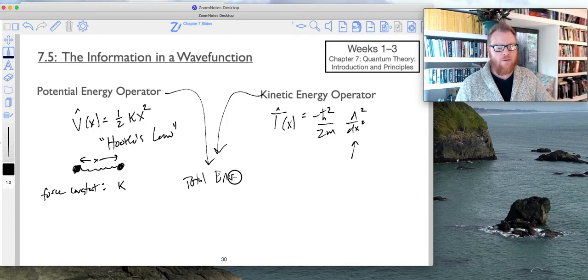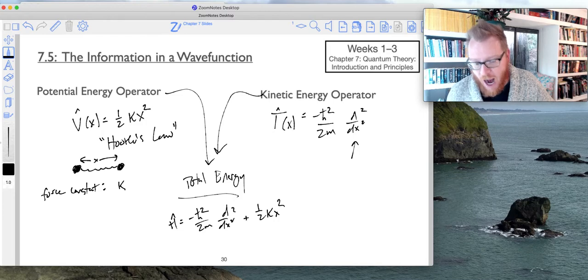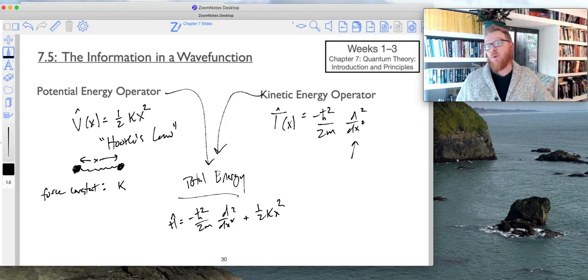But if I put these both together to get the total energy operator, that's where we use the Hamiltonian, which would be negative h bar squared over 2m d²/dx² plus 1/2 kx squared. When we operate that on a wave function, we need to get back an eigenvalue, a single valued constant. If we don't, then we have not used an appropriate wave function.